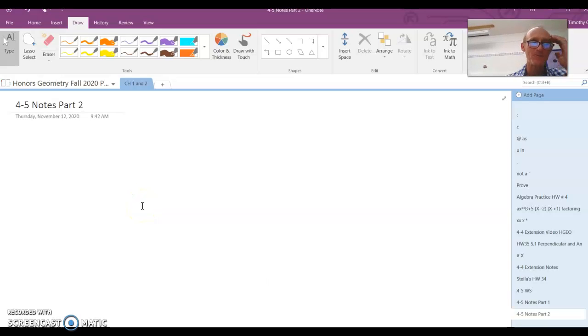All right, so this is 4.5 notes part 2, which is really 4.5 and chapter 5, section 2 in honors geometry.